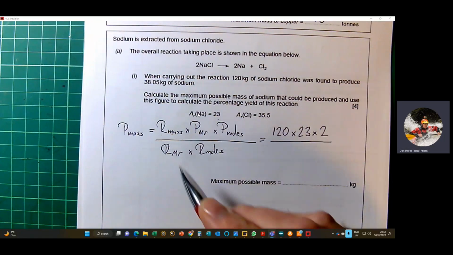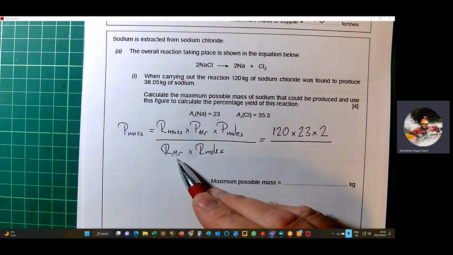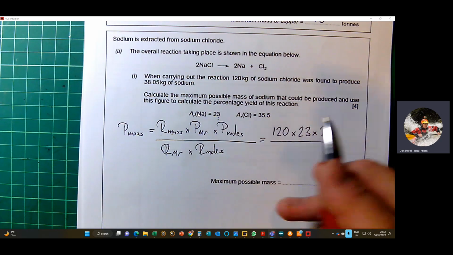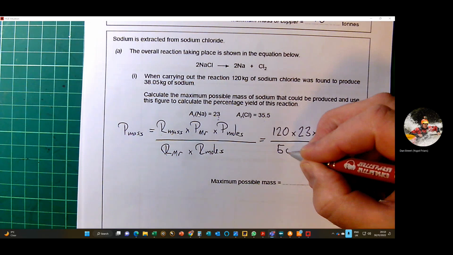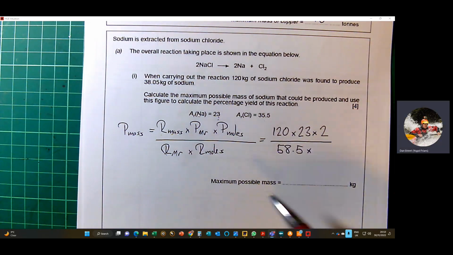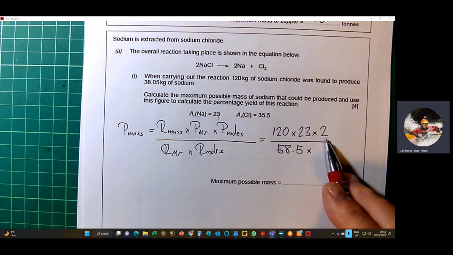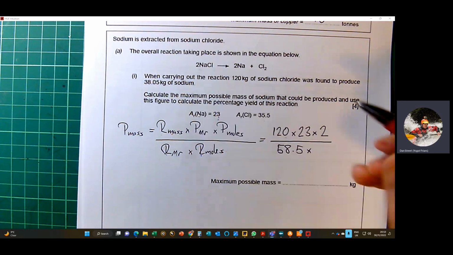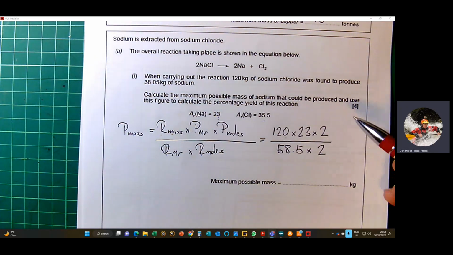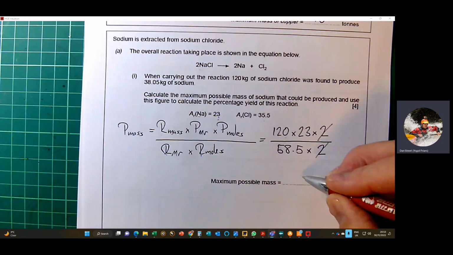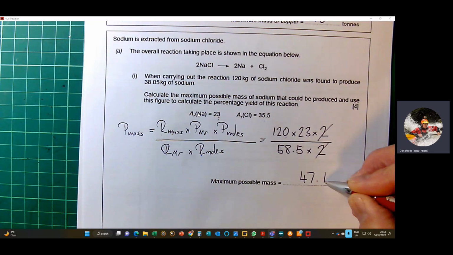And then we will divide that by the reactant MR. So the reactant is sodium chloride, and its MR is 23 plus 35.5, which is 58.5. And then our reactant moles, again, we could use a one-to-one, but as we've started down the road of using a 2, continue down that road, so that's also 2. The reason we could have used 1, of course, is because these actually cancel each other out. 2 divided by 2 is 1. So effectively, the calculation we're doing is this one here. And this one gives us an answer of 47.1 kilograms.